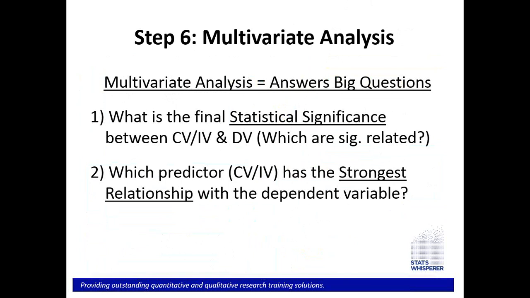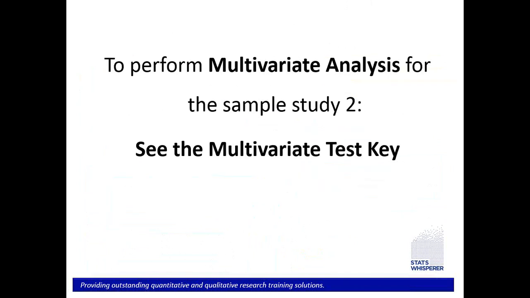So again, multivariate analysis is going to answer some big questions. 1, what's the final statistical significance between the covariate and independent variables and the dependent variable, which remain significantly related? 2, which predictor has the strongest relationship with the dependent variable? Right, so to perform multivariate analysis for sample study 2, we must refer to the multivariate test key.